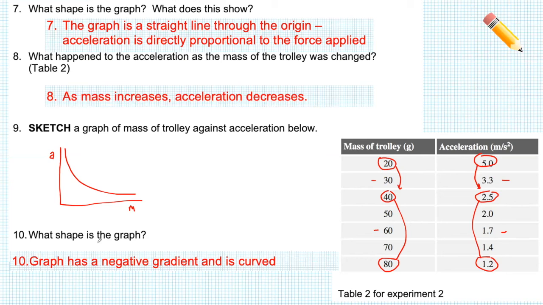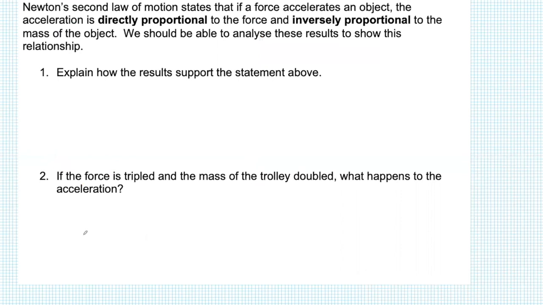What shape is the graph? Well, the graph has a negative gradient and is curved. We can say a little bit more about this. We can actually say that acceleration is inversely proportional to mass. Newton's second law of motion states that if a force accelerates an object, then acceleration is directly proportional to the force and inversely proportional to the mass of the object.